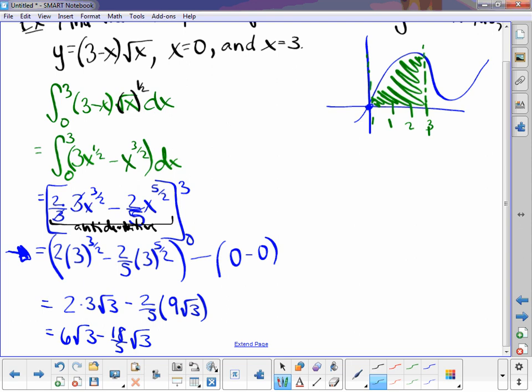Good so far? Okay. So then I just went and simplified my 3's here. So I had 2x to the 3/2 and 2/5 x to the 5/2. So now I just simply take 3, put it into each piece. So that's this here. So this is f of b minus, and I took a and put it in. Now when I take 0 and put it in, I'm going to get 0. So this here is f of a.